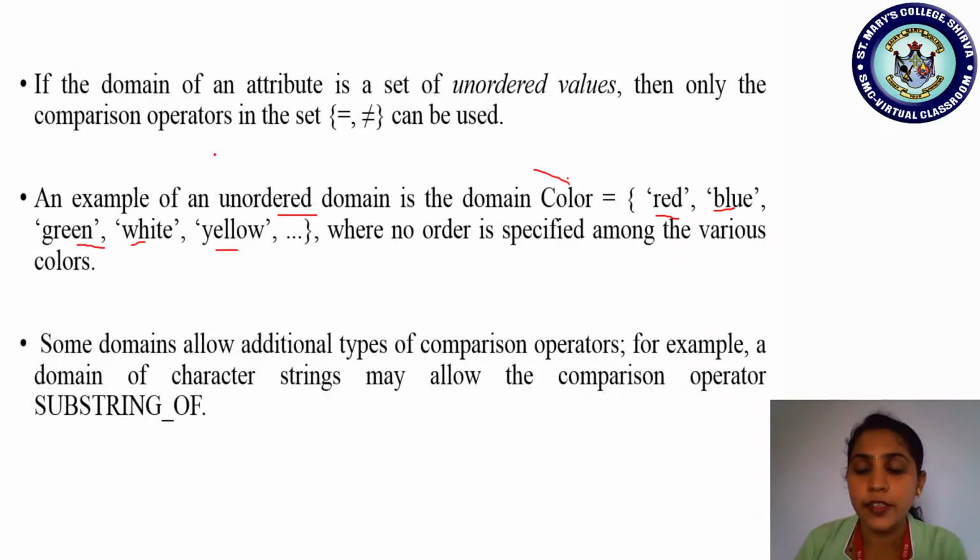Are you all understanding? So what about ordered values? Ordered values could be like the salary value 30,000, greater than 30,000, less than 30,000. Then date.